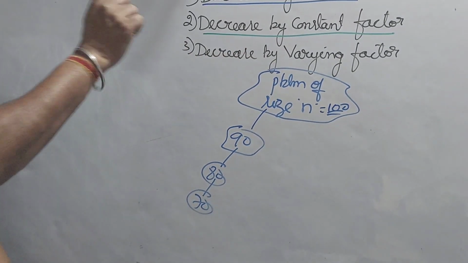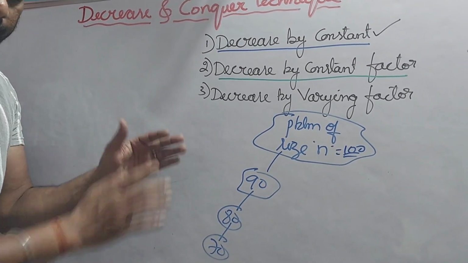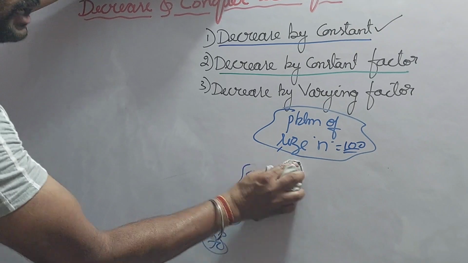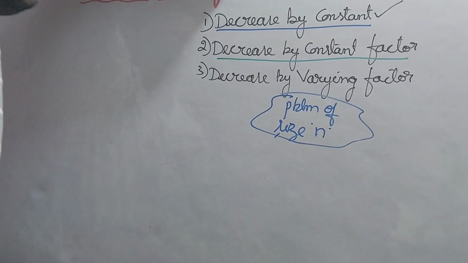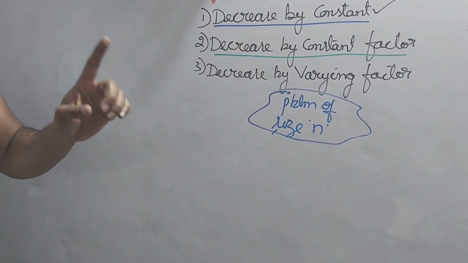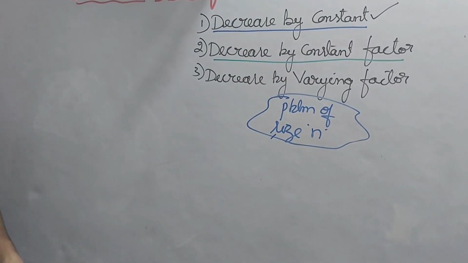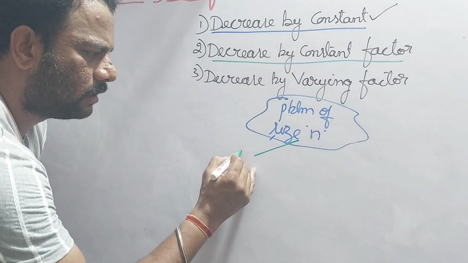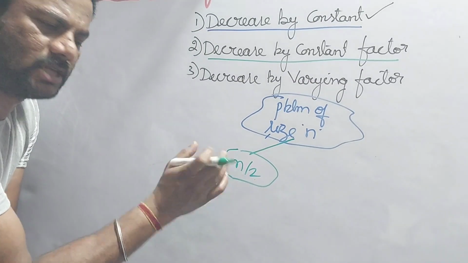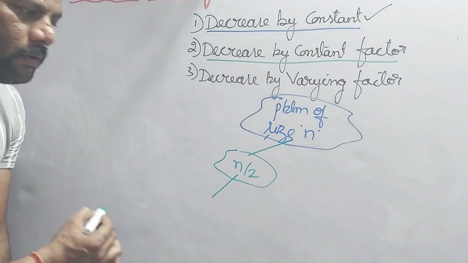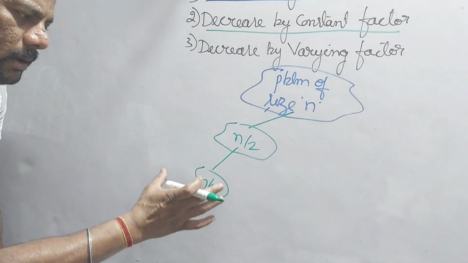Now again, in decrease by constant factor we can reduce by however we want. But once it is decided, it will be fixed. Generally, to have uniformity, we reduce the problem size always by half, that is 50%. So every time I am reducing the size n to n/2 problem size. Suppose this subproblem size is still large, again I am reducing it by half, that is nothing but n/4.